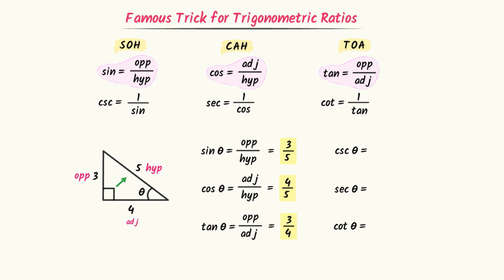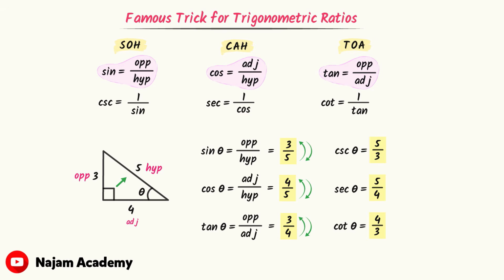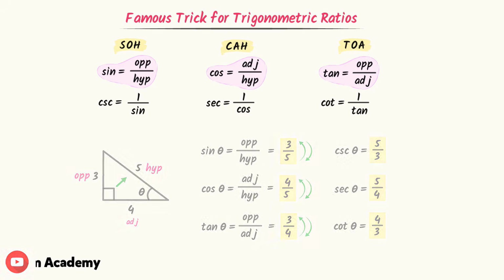Now to find cosecant, just flip or interchange the value of sine. I get 5 upon 3. To find secant, just flip or interchange the value of cos. I get 5 upon 4. And to find cot, just flip or interchange the value of tan. I get 4 upon 3. Hence, these are the 6 trigonometric ratios of this right angle triangle.